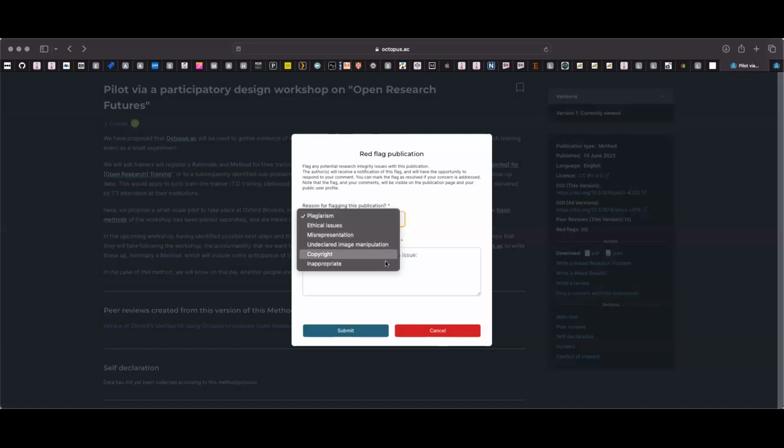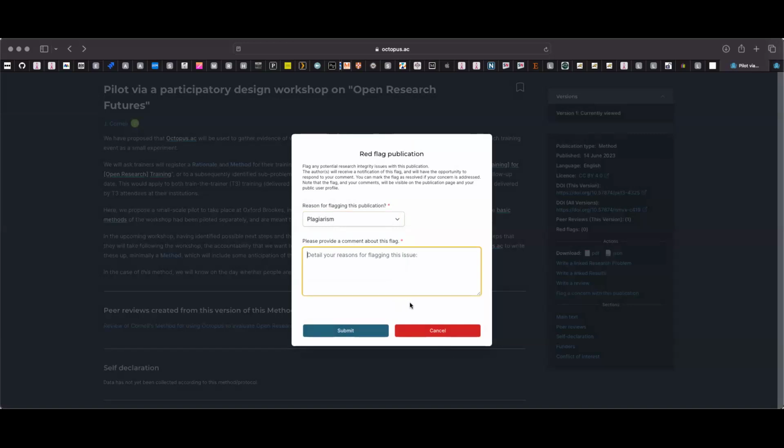We have a short list of them here. We may need to append a few others to this, perhaps AI manipulation or something like that. But essentially, the user is able to select from one of a few major concerns and add a few details about exactly what it is that their concern is for this publication.